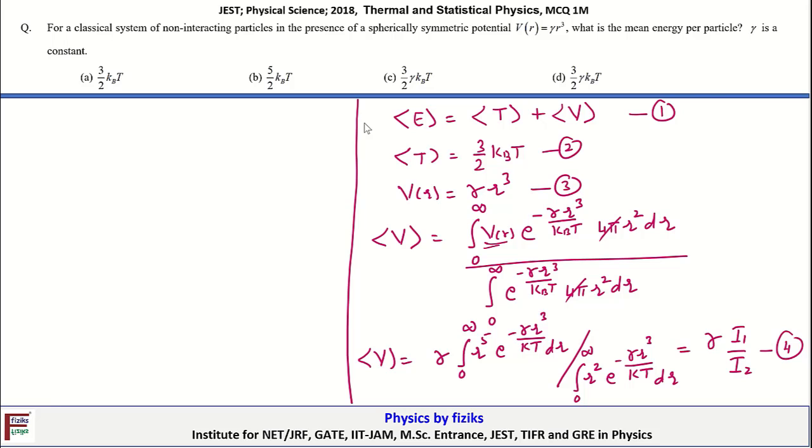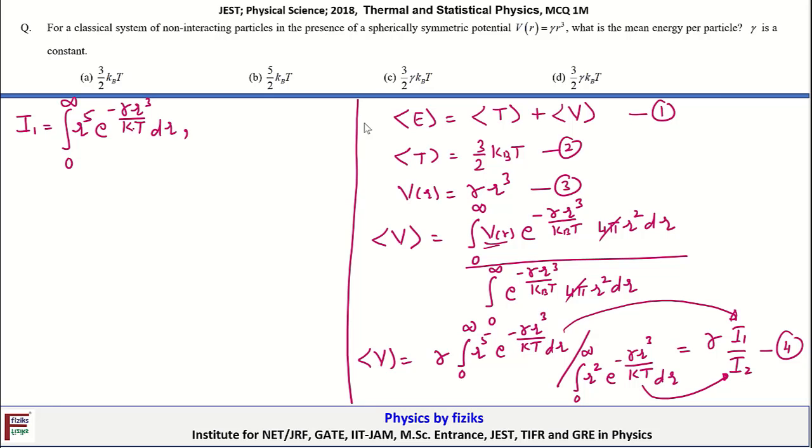Now I1 denotes the integral in the numerator, and I2 corresponds to the integral in the denominator. We will determine these two integrals separately. Let's first continue with the integral I1. I1 is equal to the integral from 0 to infinity of r to the power 5 exponential of minus gamma r cubed upon kT dr.